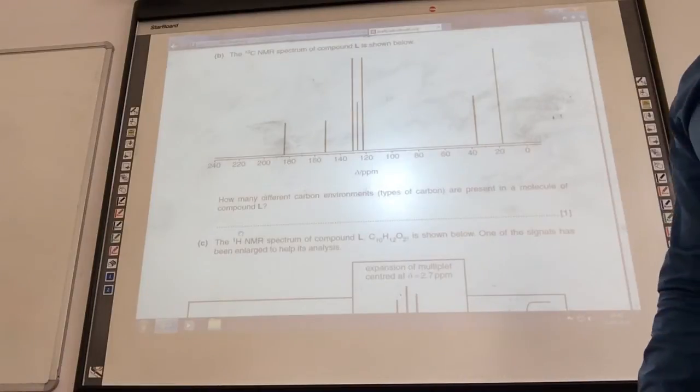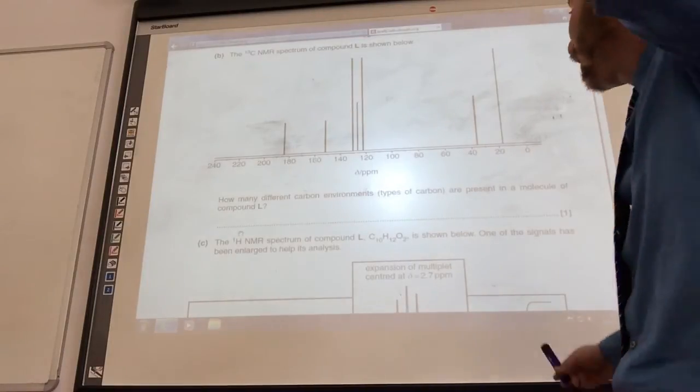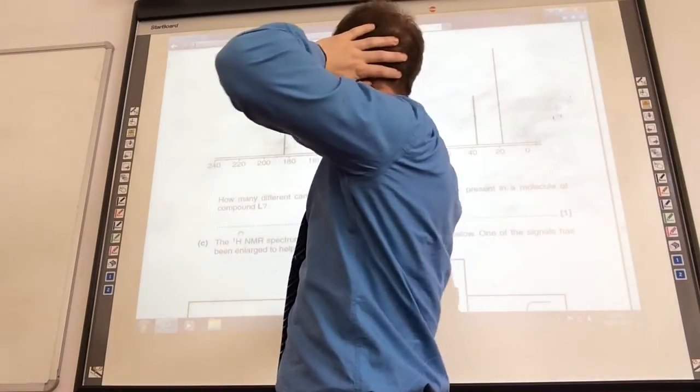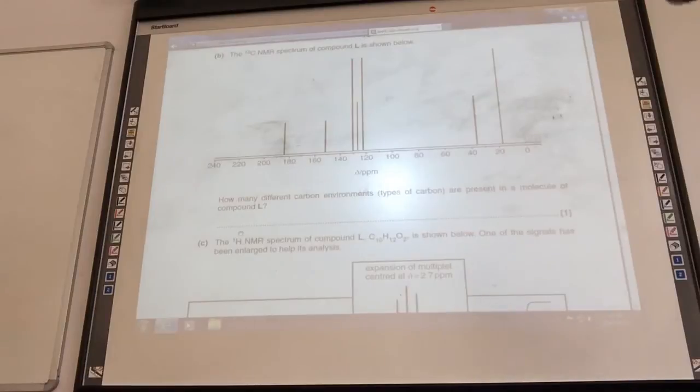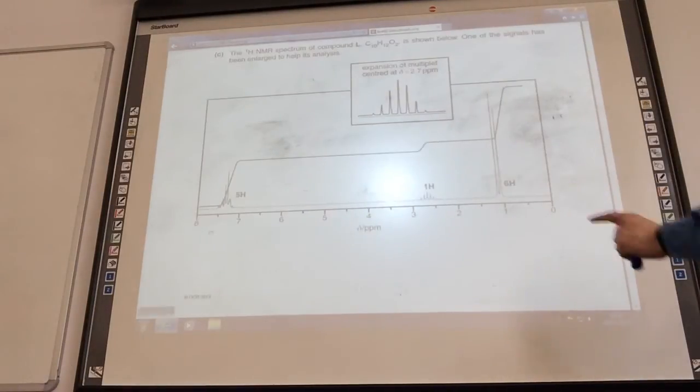First of all, how many different carbon environments are there? Easy one. You count your peaks, and you find you've got 7 peaks. So therefore, there are 7 environments there. I thought that was a trick question. Yeah, I know, I was like, there's got to be more to this than that.